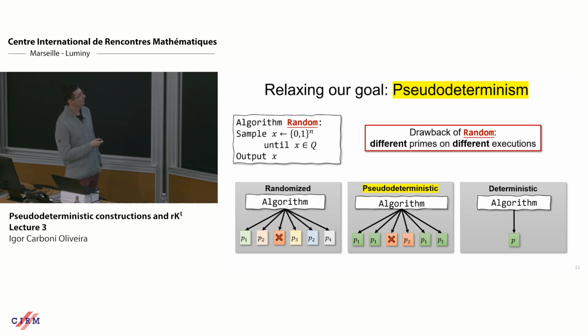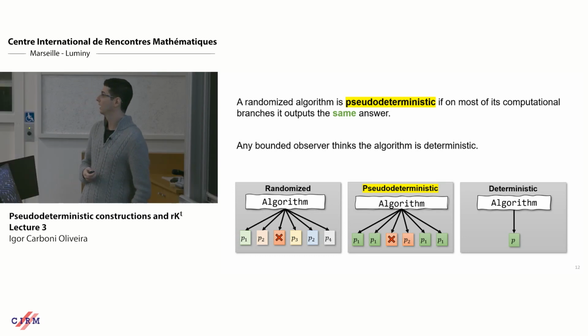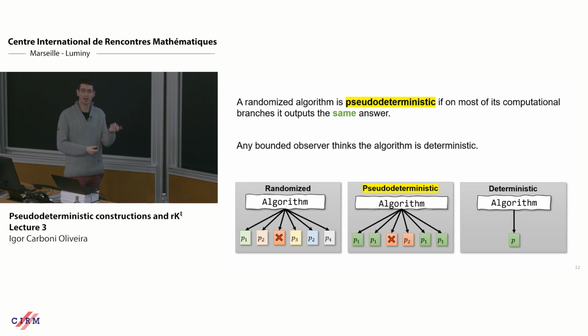So this is still a randomized procedure, but on most choices of the random string, it generates a canonical output. In this case, this will be a canonical prime that is produced by the algorithm. Okay? So the pseudodeterministic procedure is randomized, but it outputs the same answer with high probability. If you were only looking at this algorithm as a black box, and someone is running it multiple times, for all practical purposes, the impression that you would have is that it's a deterministic procedure, because it would generate the same output. Questions about this definition?